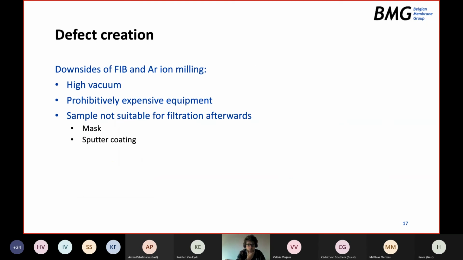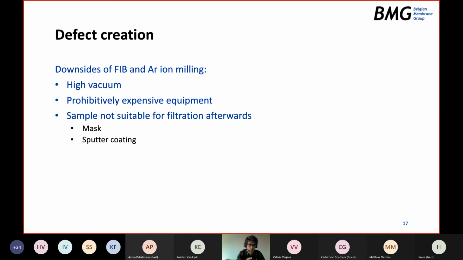There are, however, some downsides to both focused ion beam and argon milling, in that you need very high vacuum. So this leads to extremely expensive equipment. And also the sample might not be suitable for filtration afterwards. For instance, argon gas milling relies on a mask to create the pattern that is etched away. And also the samples might be sputter coated to facilitate working on them.